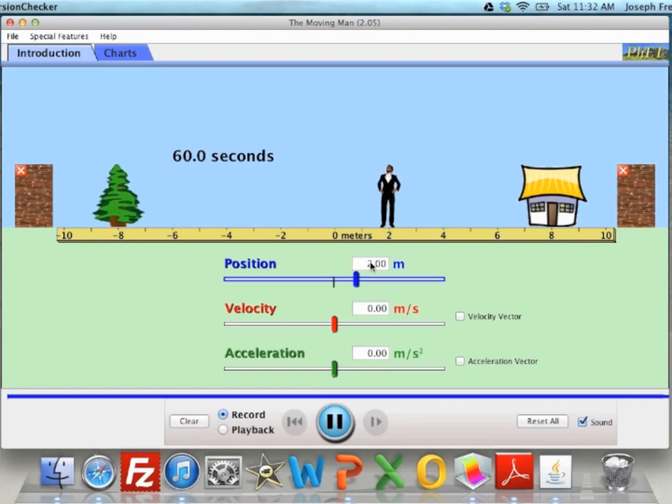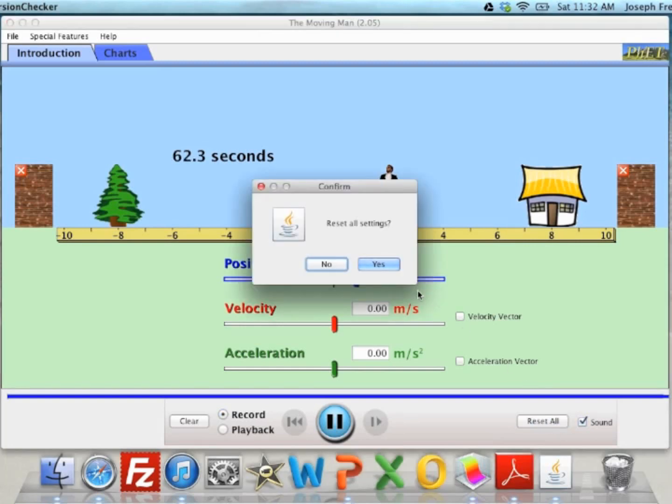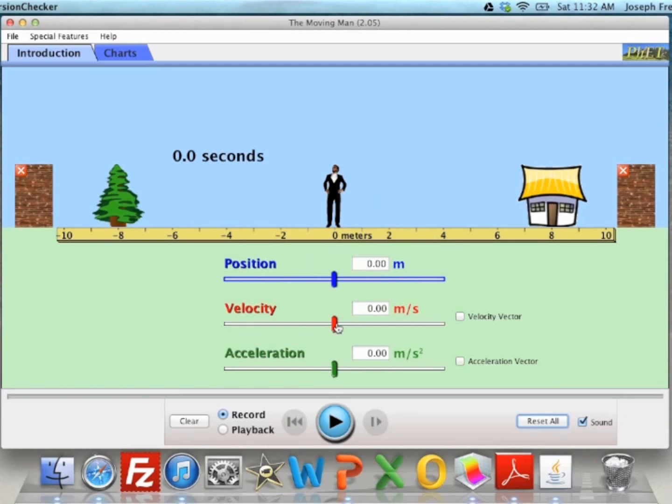Now let's reset it and see what it looks like when we give him a little velocity. We're going to give him a velocity of 1 meter per second. Note that this is a positive velocity. And you should already be thinking that means he's going to go to the right, because the right is the positive direction. Let's just play it and see what happens. He's moving along in the positive direction at 1 meter per second.